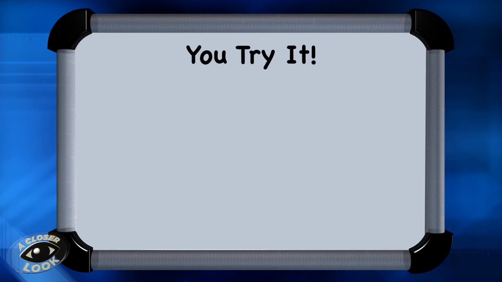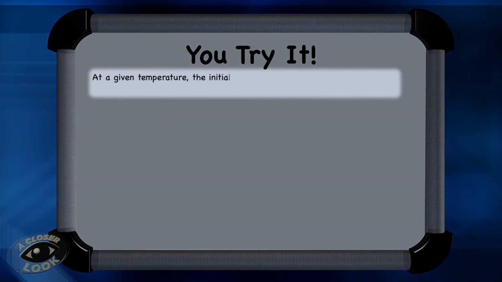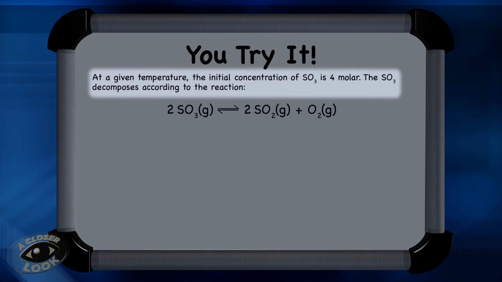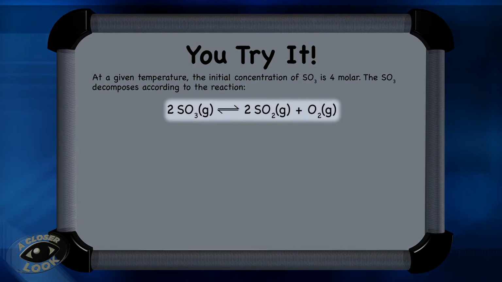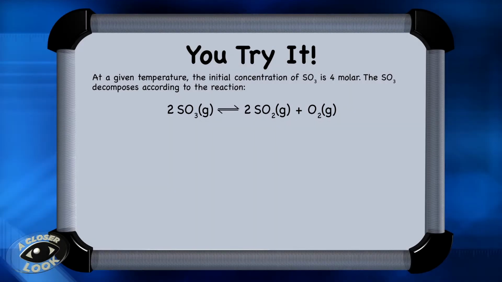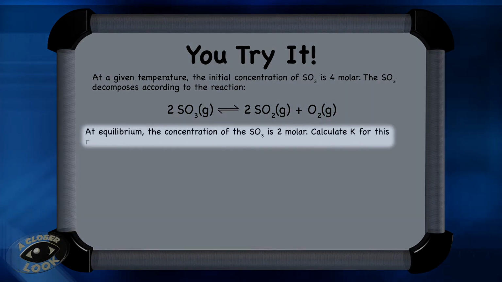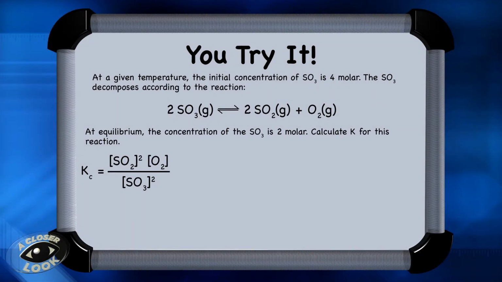Here's one for you to try. At a given temperature, the initial concentration of sulfur trioxide is 4 molar. The sulfur trioxide decomposes according to the reaction here. 2 moles of sulfur trioxide are in equilibrium with 2 moles of sulfur dioxide and 1 mole of oxygen. At equilibrium, the concentration of the sulfur trioxide is 2 molar. Calculate the equilibrium constant for this reaction. Press pause and give it a try, and then press play to check your work.